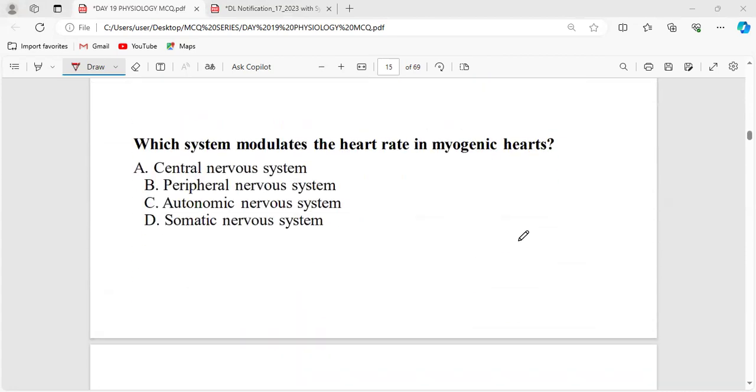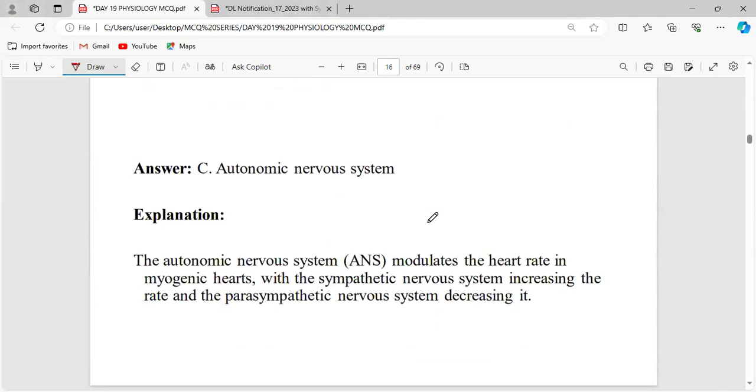Which system modulates the heart rate in myogenic hearts? See, we are discussing the concept first. Only after discussing, we are solving the questions. So everybody should answer. What all the things I have explained, the same things will be repeated in the questions also. So don't hesitate to answer, right? Which system modulates the heart rate in the myogenic heart? That will obviously be the autonomic nervous system.